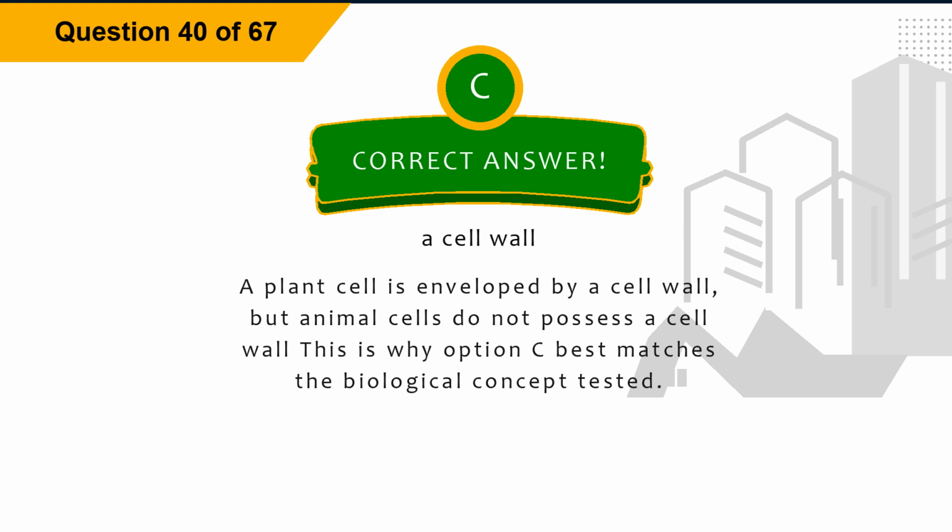A plant cell is enveloped by a cell wall, but animal cells do not possess a cell wall. This is why option C best matches the biological concept tested.